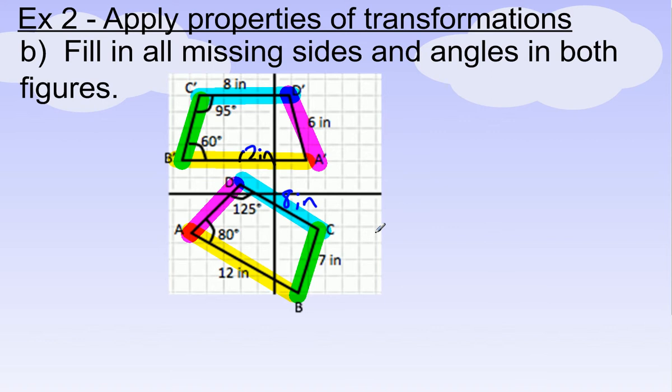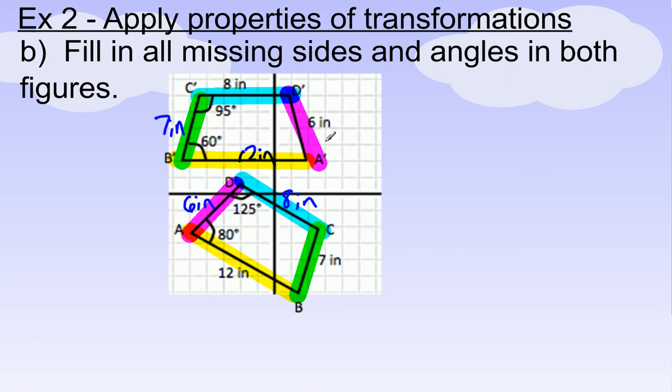Alright, looking at side length, I don't have AD, which it says is 6, so A prime, D prime is 6, so AD is 6. Alright, so my pre-image, the bottom shape, I have all of the sides filled in. Now let's fill in all the sides in the top. So I've got A prime, B prime, I need B prime, C prime. So if I look at BC, 7 inches. And I have all my sides filled in.